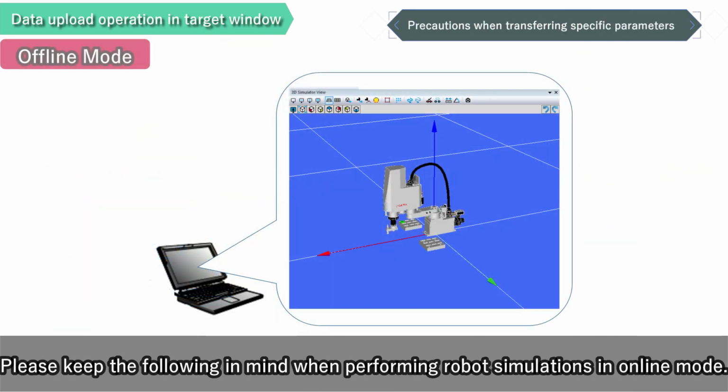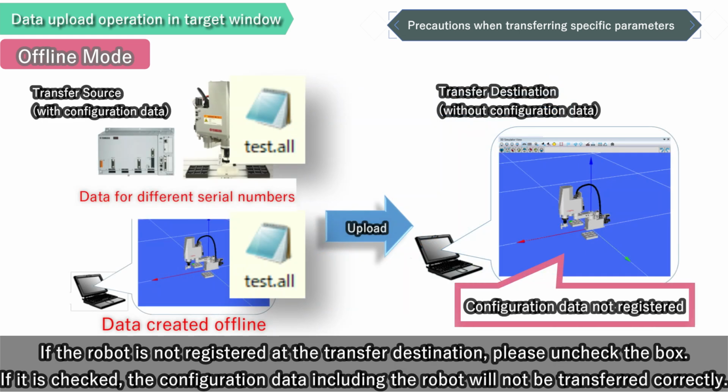Please keep the following in mind when performing robot simulations in online mode. If the robot is not registered at the transfer destination, please uncheck the box. If it is checked, the configuration data, including the robot, will not be transferred correctly.